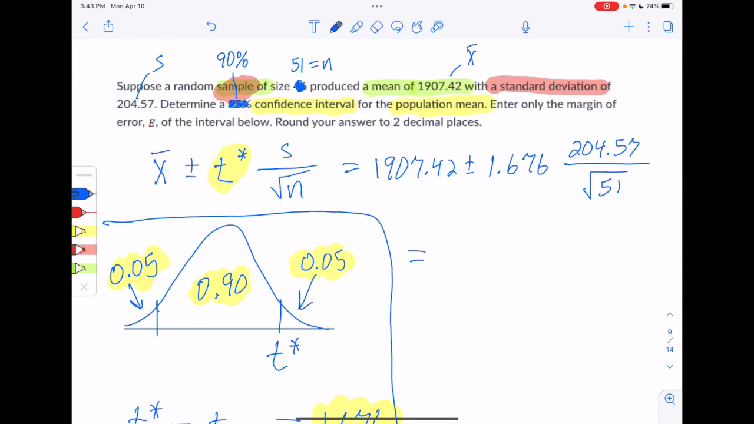So we'll copy down our x bar, which is the point estimate, 1907.42, and then we need to add and subtract the margin of error. That margin of error comes from calculating this piece right here. So we'll fill that in right here. So let's switch over to the calculator and calculate the margin of error.